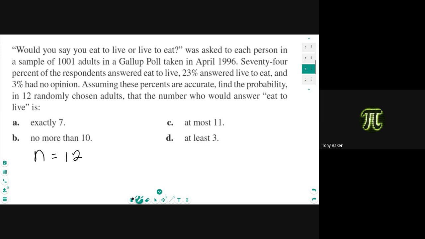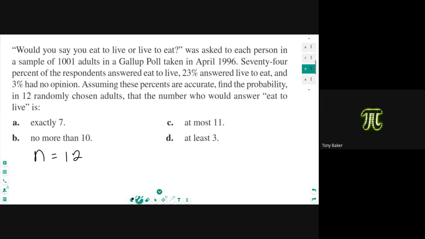But I have 3 percentages here. So what's the success and what's the failure? Okay, so success is eat to live, and failure is anything else. Again, you have to think about that sometimes because depending on how they worded it, if it said live to eat, it would have been different. You have to think about what way they're looking at this problem. So, all right, so eat to live.